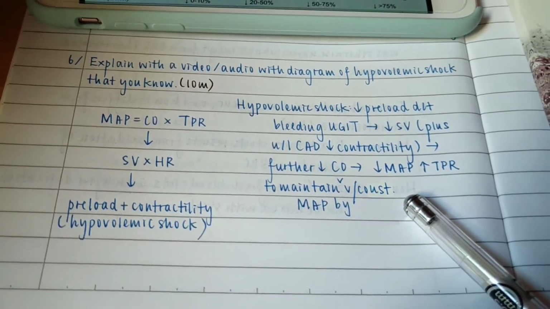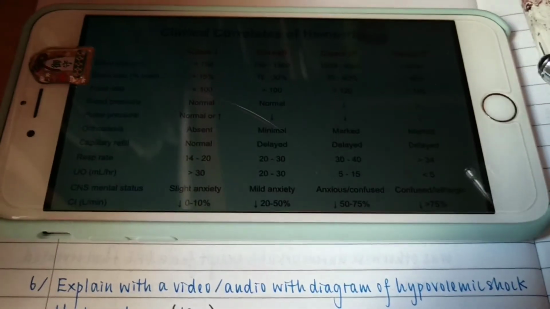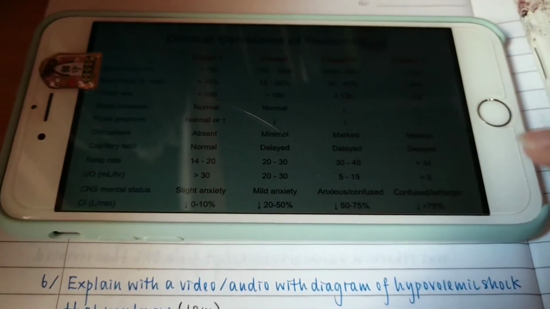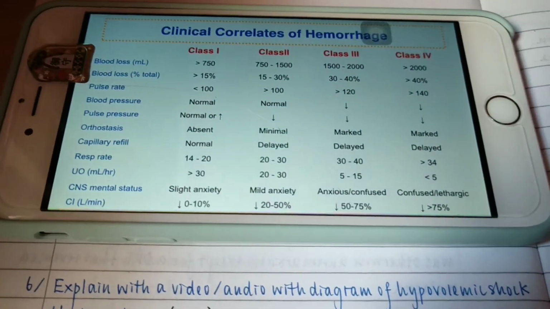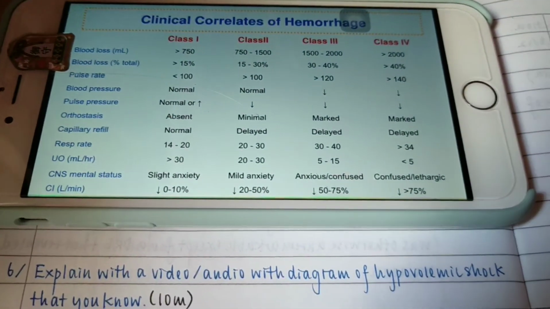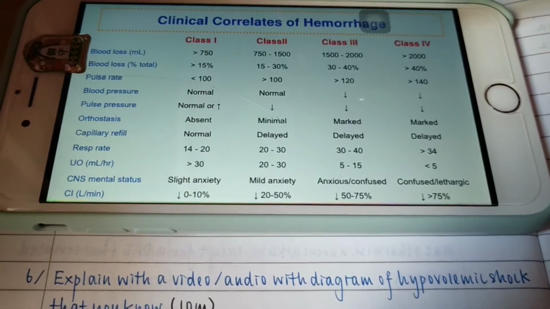So now we'll proceed to the different degrees of hypovolemic shock. Normally hypovolemic shock is due to hemorrhage, and in this case also hemorrhage. So there are 4 classes: class 1, class 2, class 3 and class 4.